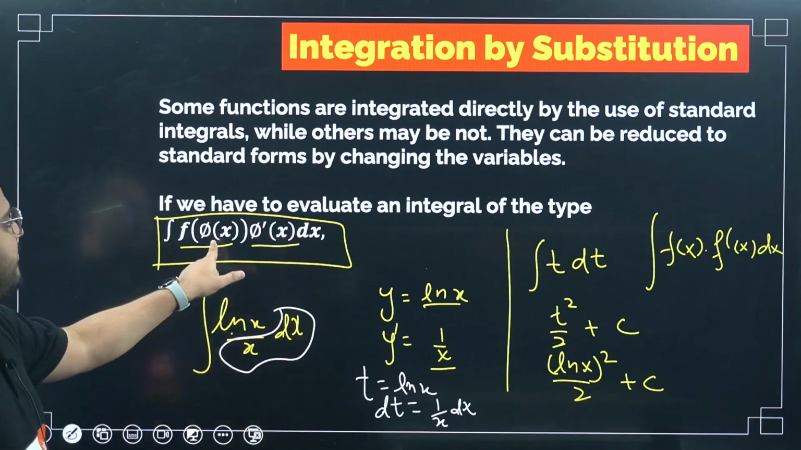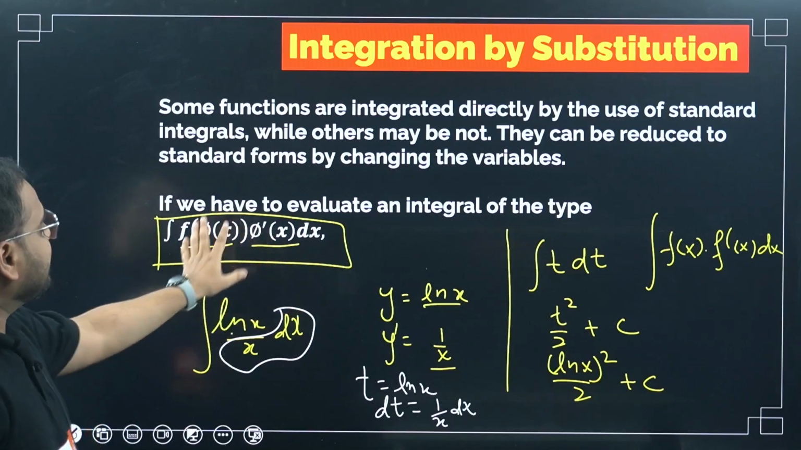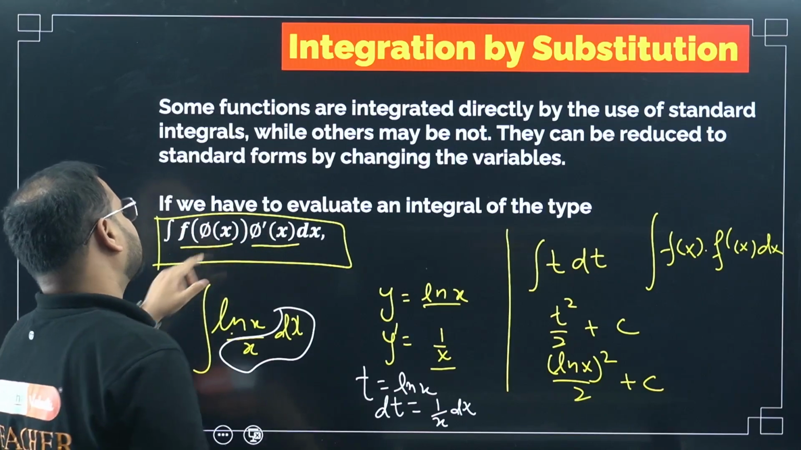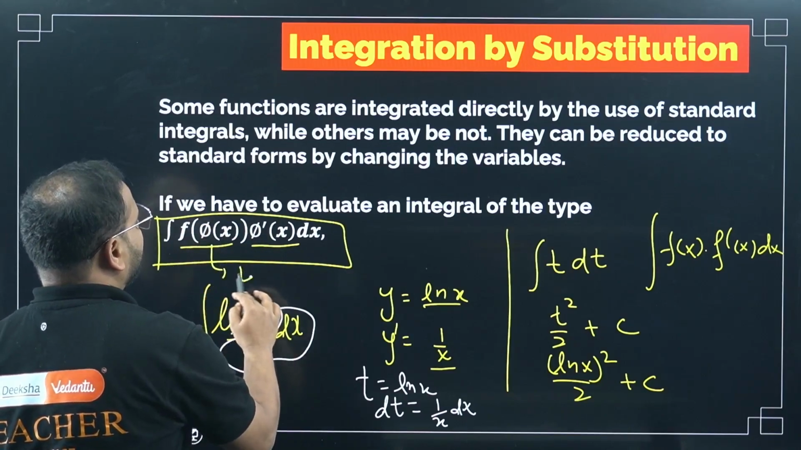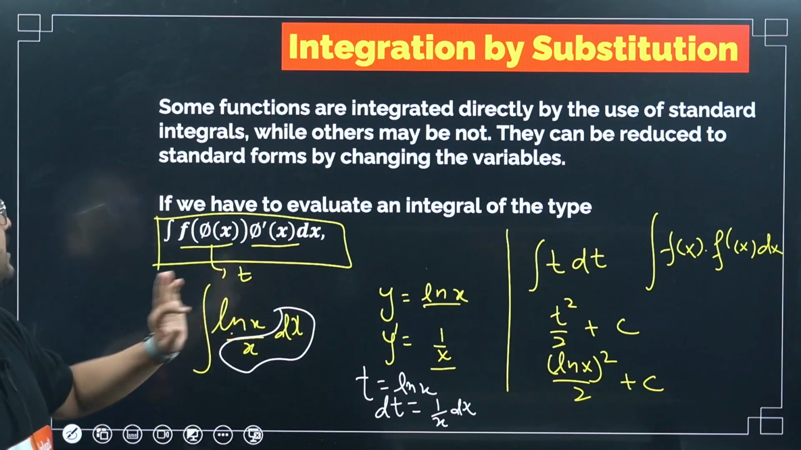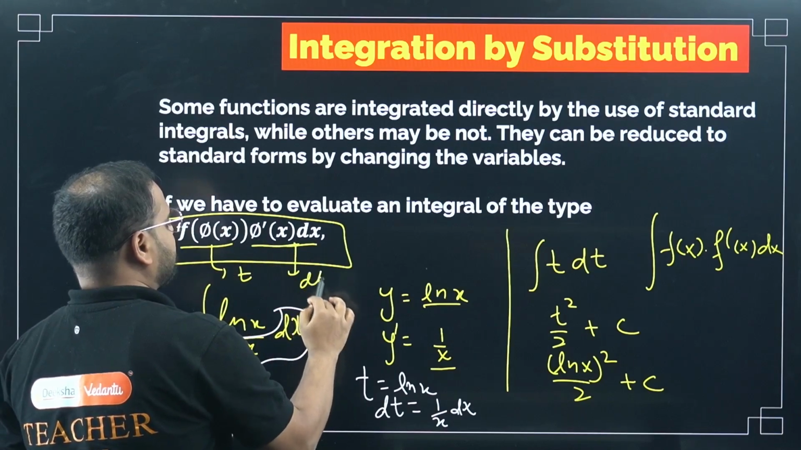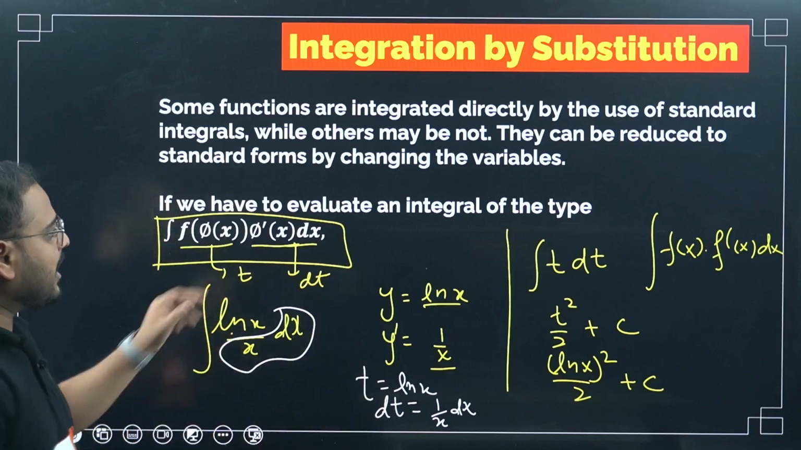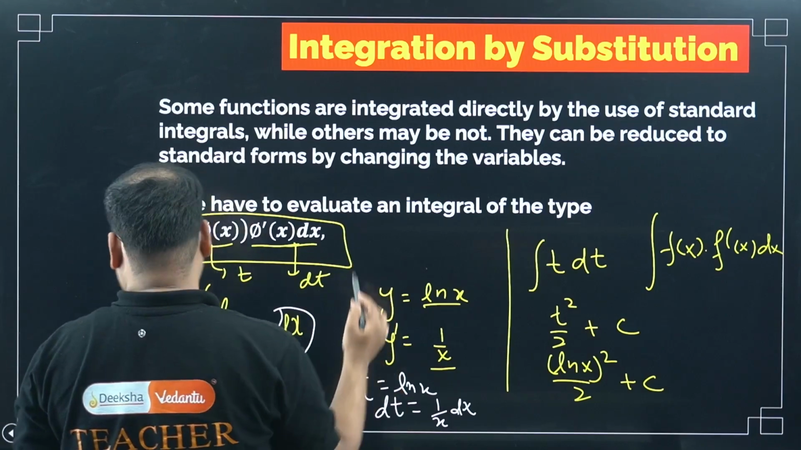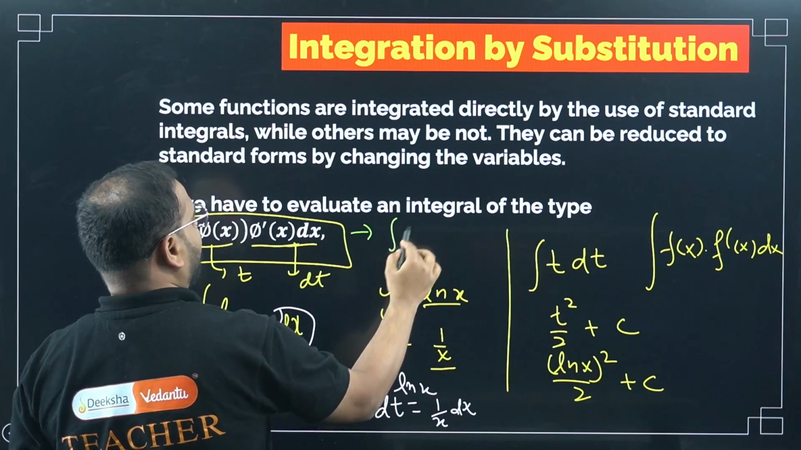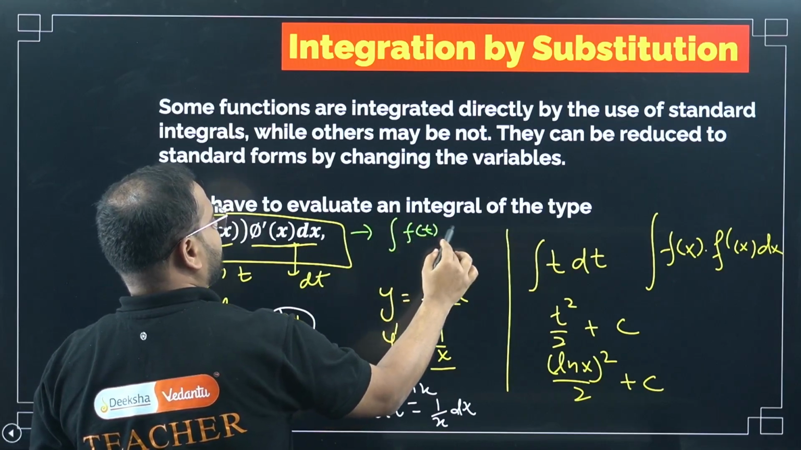You see here that the function is present, and the derivative of the function is also present. Phi x is there and phi dash x is also there. In that case I can take this phi x as t, or another variable like p or y, anything, say t. Then its derivative will be simply dt. Then this integral will look like the integral of f of t dt.